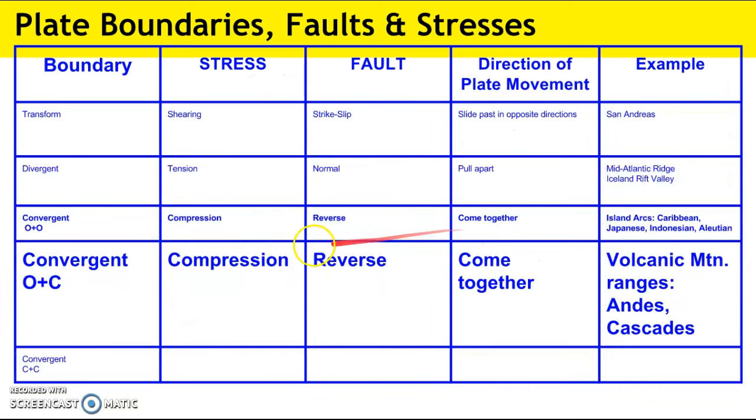All right, then you're going to update your table, and you're going to add the examples of volcanic mountain ranges that occur along coastlines, the Andes and the Cascades, to your table. You notice we still have the same type of stress, the same type of fault, and same direction of movement, because it's still a convergent boundary. It's just one that has oceanic and continental crust this time. All right, pause the video if you need to update now.